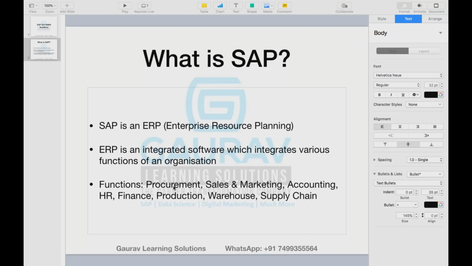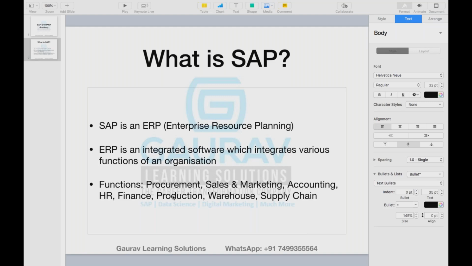Okay, still there are many companies. If you go to the smaller companies and ask them which software you are using to manage your procurement, they will say we are using this software. Which software you are using for sales and marketing, they will say some other software. Which software you are using for accounting and finance, most probably the smaller companies in India at least will say Tally. They are using Tally to manage their accounting and finance. Which software you are using for HR, again they will give you some name, that this is a software that we are using for HR.